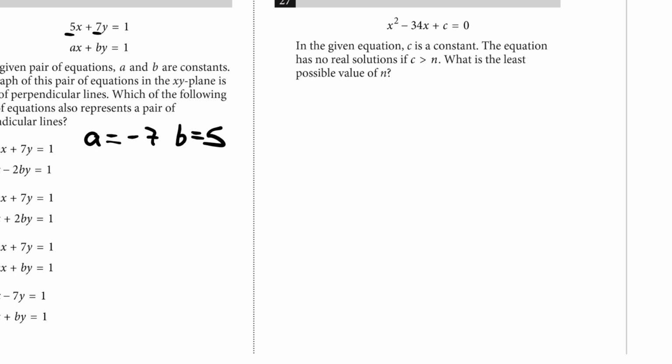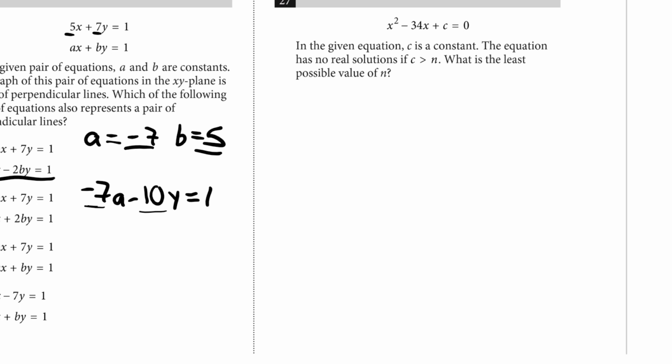So if we look at A, we have 10x plus 7y, and if we were to plug in these values, we would have -7x minus 10y equals 1 as the second equation. These two are opposite in terms of their placement, but they all share the same signs. These two are negative, these two are positive. But in order for them to be considered perpendicular, they have to have one sign that's different.